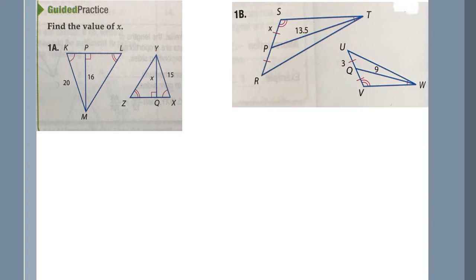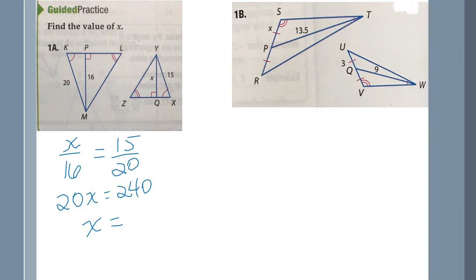All right, so here now we have an altitude. MP is an altitude, YQ is also an altitude. So we'll do altitude to altitude. X over 16 is equal to 15 over 20. Now you just cross multiply. So 20x equals 15 times 16. Hey, let's pull out the handy dandy calculator. That's 240. So x is equal to 12.